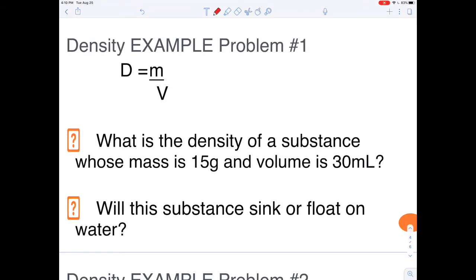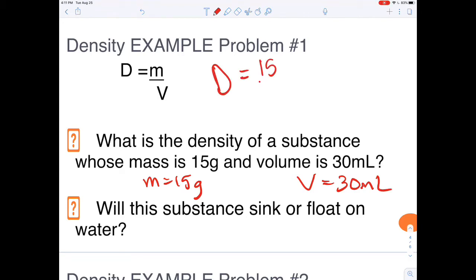I'm going to continue on and work on some practice problems here. I won't solve all of them, but I'll get them started for you. So what is the density of a substance whose mass is 15 grams and volume is 30 milliliters? I always like to write what's given. They give me M and they give me V. Here I just have to combine those numbers. Density is going to be 15 grams over 30 milliliters. You can punch that in. Make sure your final answer has the correct number of sig figs as well.